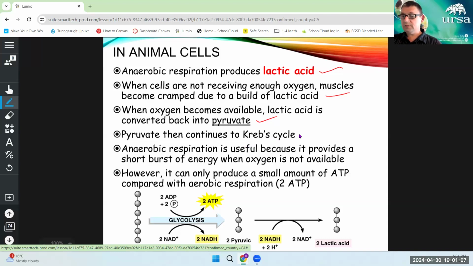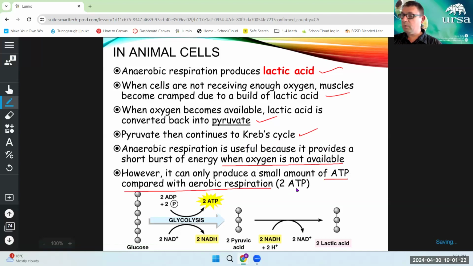This pyruvate, once produced, then continues on the Krebs cycle. Now, what it does do is it's useful because it provides a short burst of energy when oxygen is not available. But it can only produce a small amount of ATP compared to what you get aerobically. Much less efficient, but the byproduct is lactic acid, which is what causes your muscles to start cramping up.